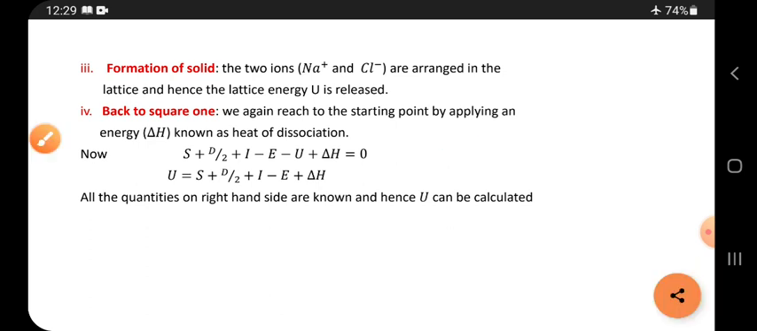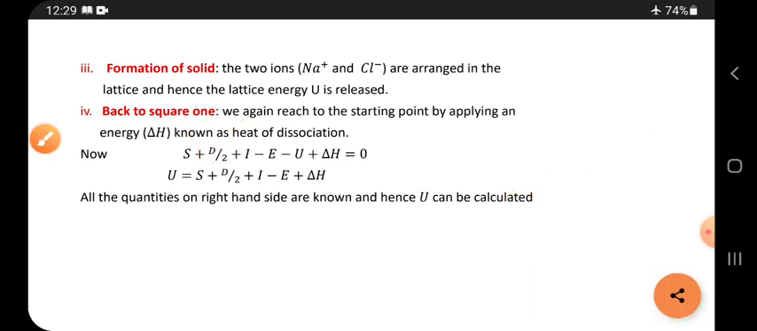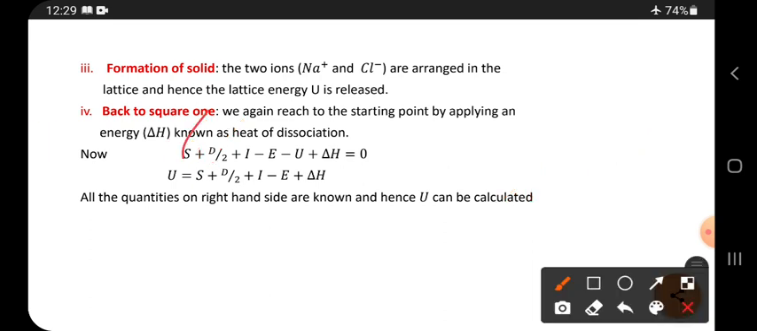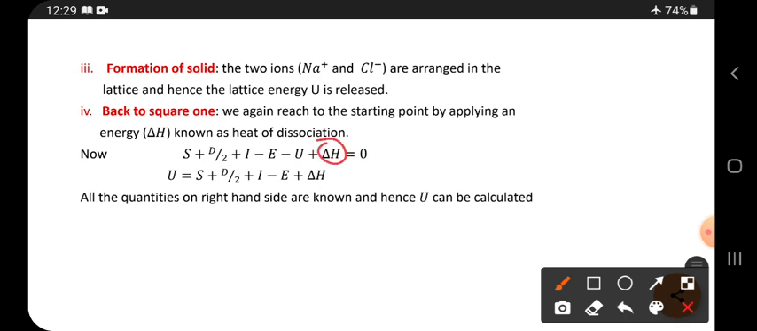Okay, so here S is the heat of sublimation. What we give, take as positive, and energy given out by the molecule, take as negative. So we give the sublimation energy and the dissociation energy, and ionization energy, but we get electron affinity and lattice energy. And again at last we give delta H, the heat of dissociation.